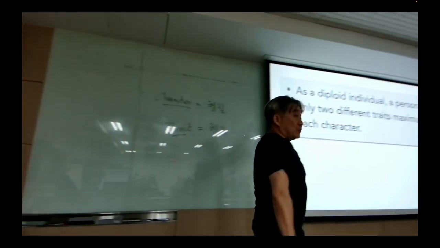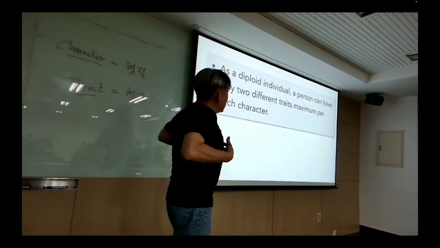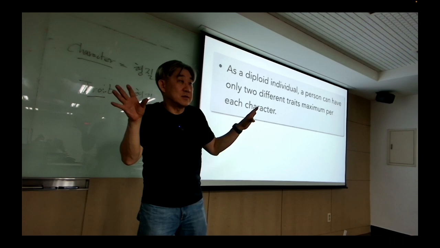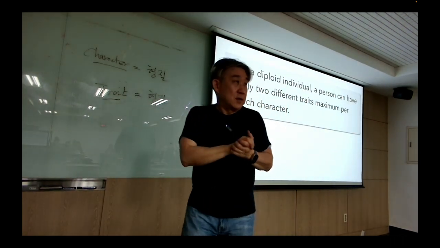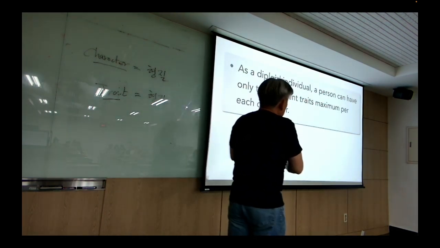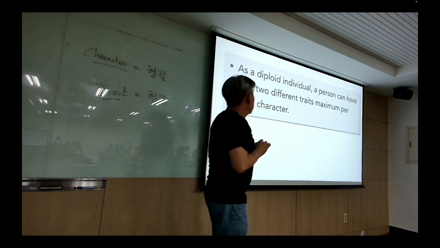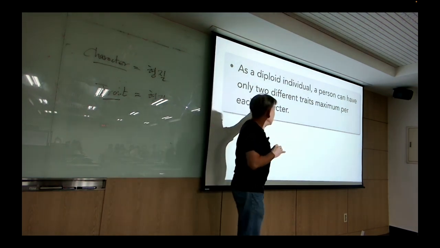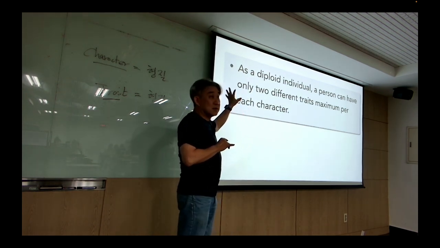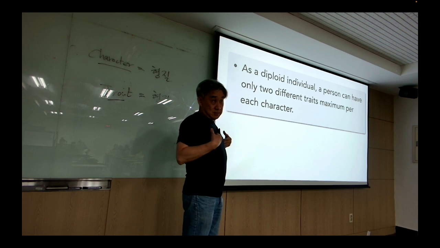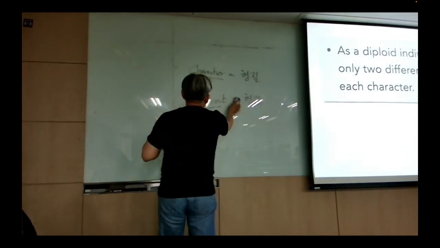So, we are diploid individuals. In a given person, any person, everybody, every adult human, even a child, is diploid, right? So as a person, we can have only a maximum of two different traits for each character. Follow me?